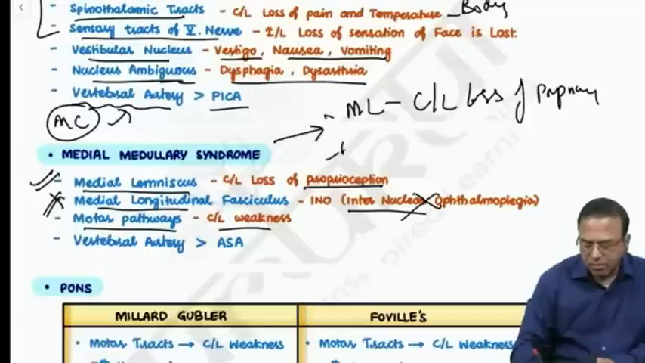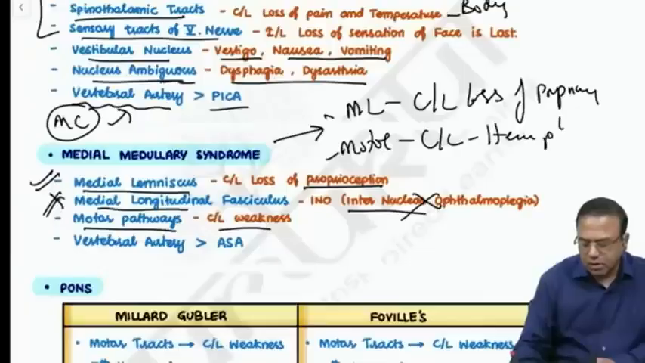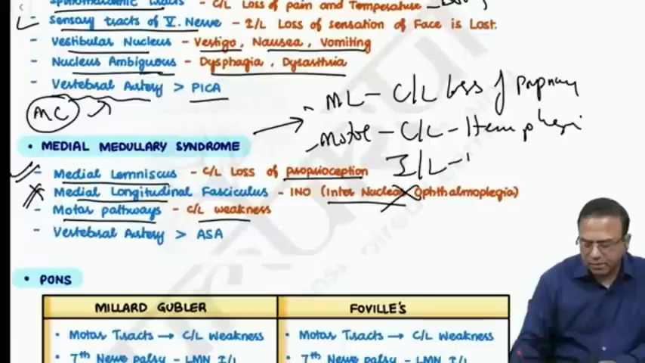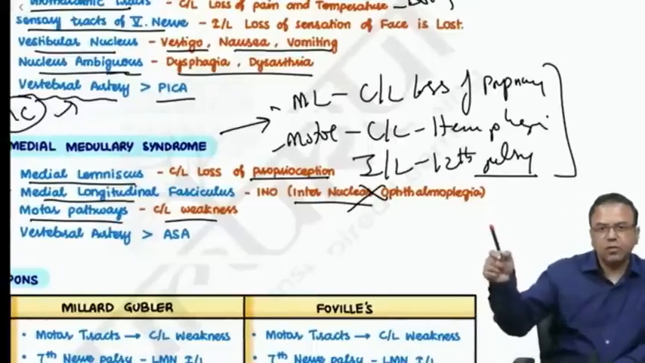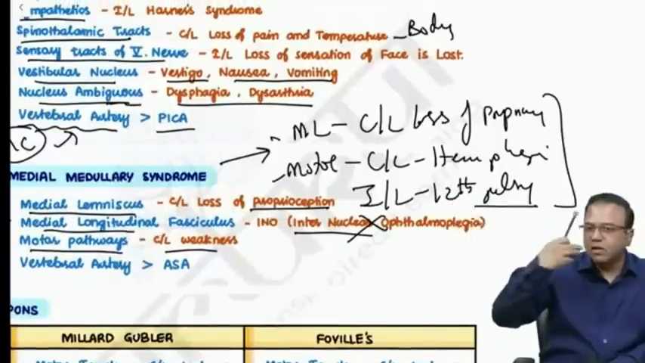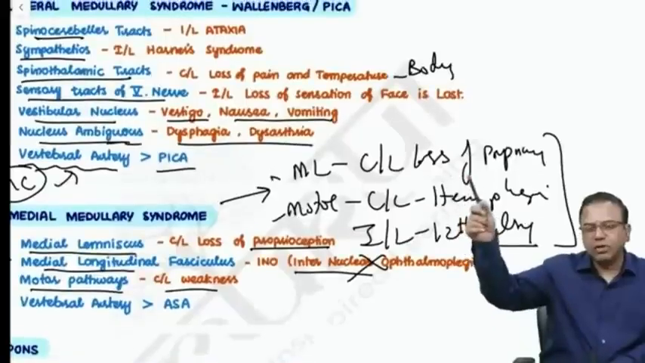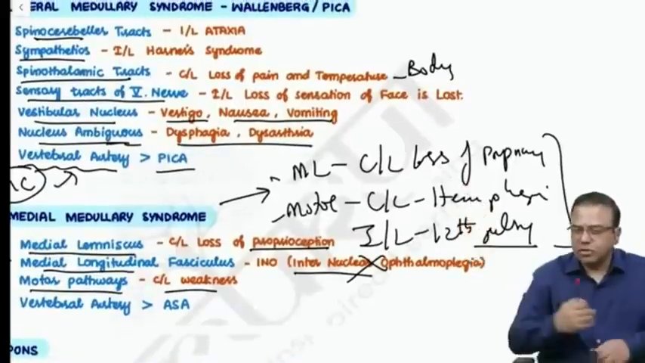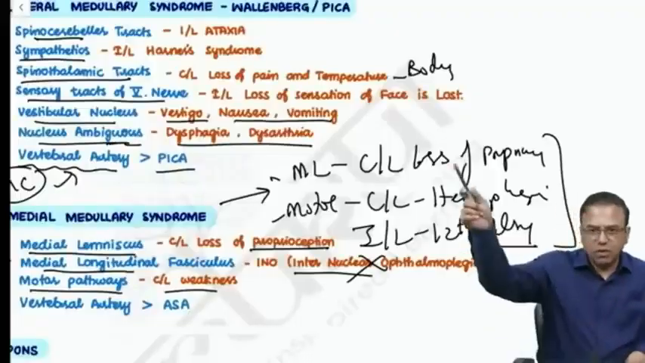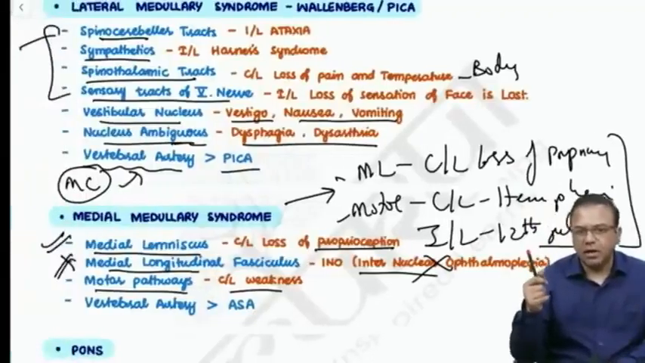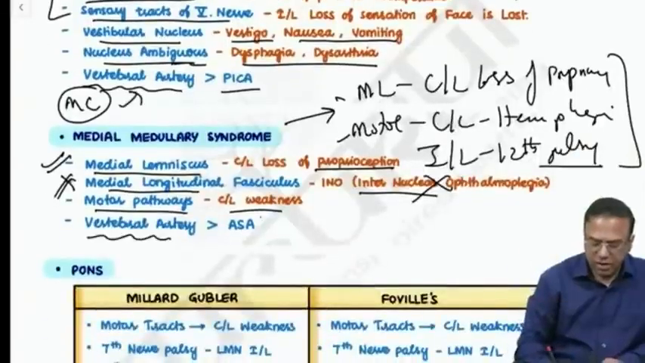Then the motor pathways go, so the patient will get contralateral hemiplegia. The third feature you get in this patient is 12th nerve palsy, so they'll have ipsilateral 12th nerve palsy. These are the three things you can see in a patient with medial medullary syndrome. Ipsilateral 12th nerve palsy, tongue weakness on one side, hemiplegia on the opposite side, and loss of joint position and vibration in the body on the opposite side. So the side where the weakness is, the same side joint position and vibration will go, but on the affected ipsilateral side, 12th nerve palsy will be there. Again, be careful, it is the vertebral artery, then the anterior spinal artery.